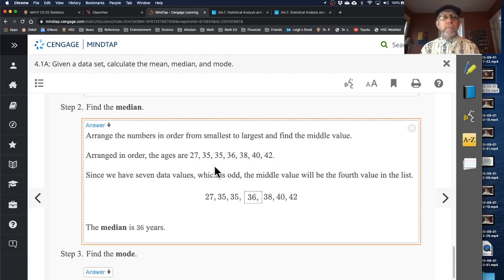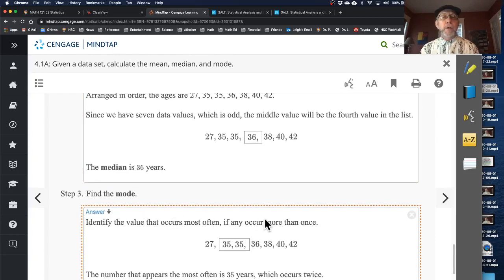So the midpoint between positions 1 and 7 would be 1 plus 7 over 2, right? Just calculate the average. So 1 plus 7 over 2, that's 8 over 2, that's 4. And sure enough, 1, 2, 3, 4. That is the position of the median. So the position of the median here is position 4, and the value of the median is 36.